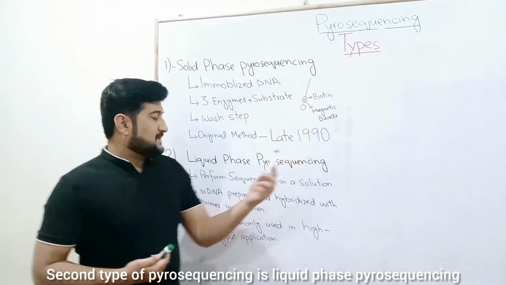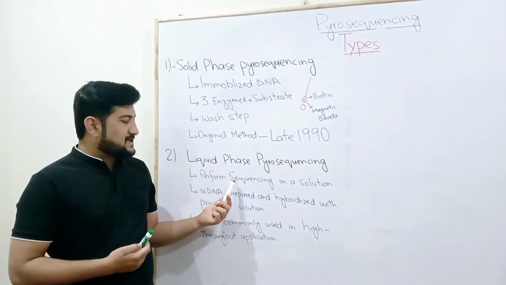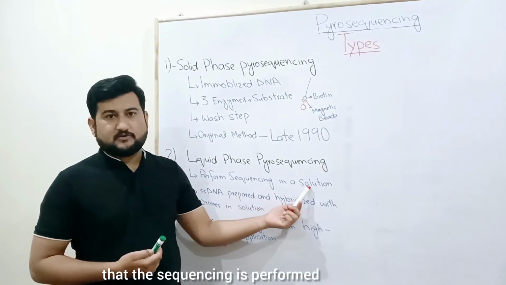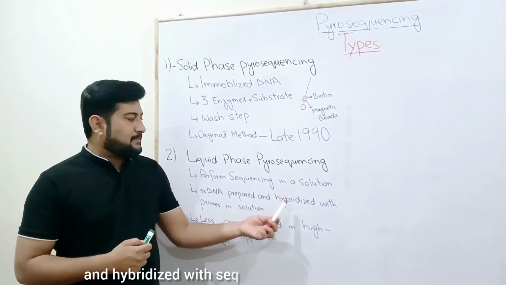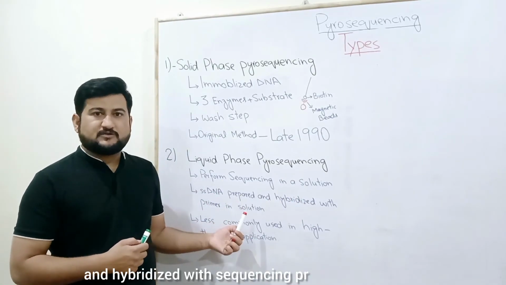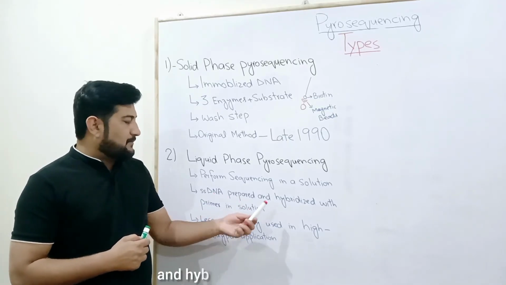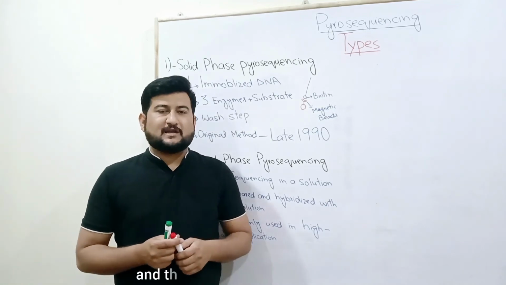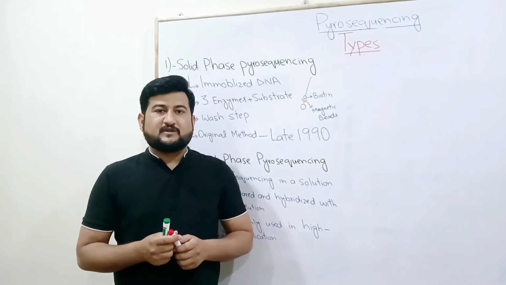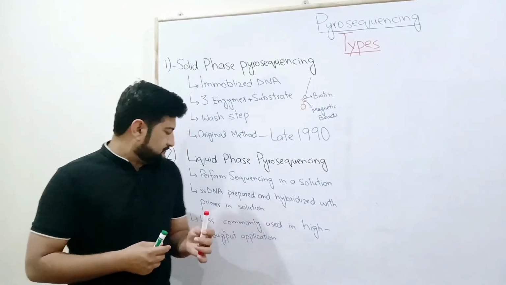The second type of pyrosequencing is liquid phase pyrosequencing. As the name indicates, the sequencing is performed in a solution or in a liquid phase. In this method, single-strand DNA is prepared and hybridized with a sequencing primer in a liquid phase. After that, we add nucleotides and then pyrophosphate is released, which is converted into ATP and then detected as a light signal.